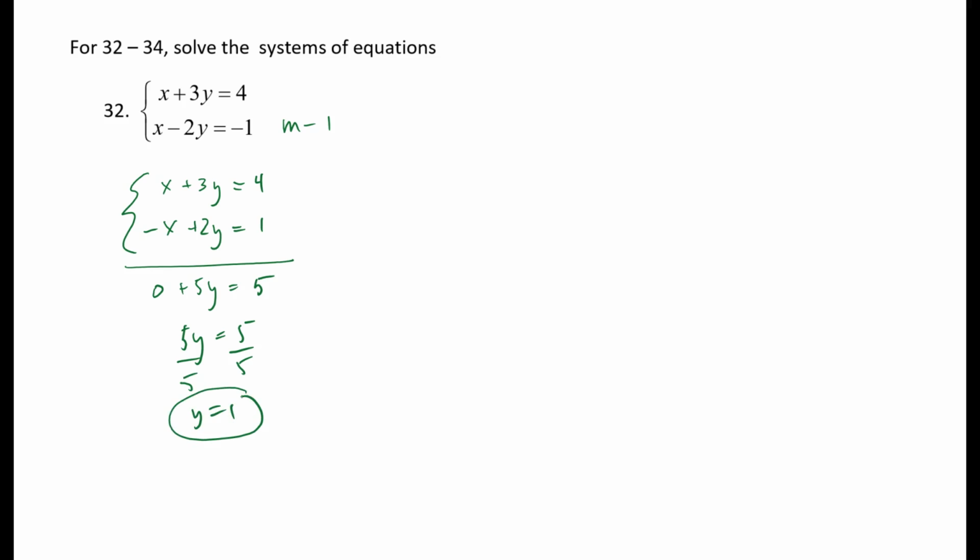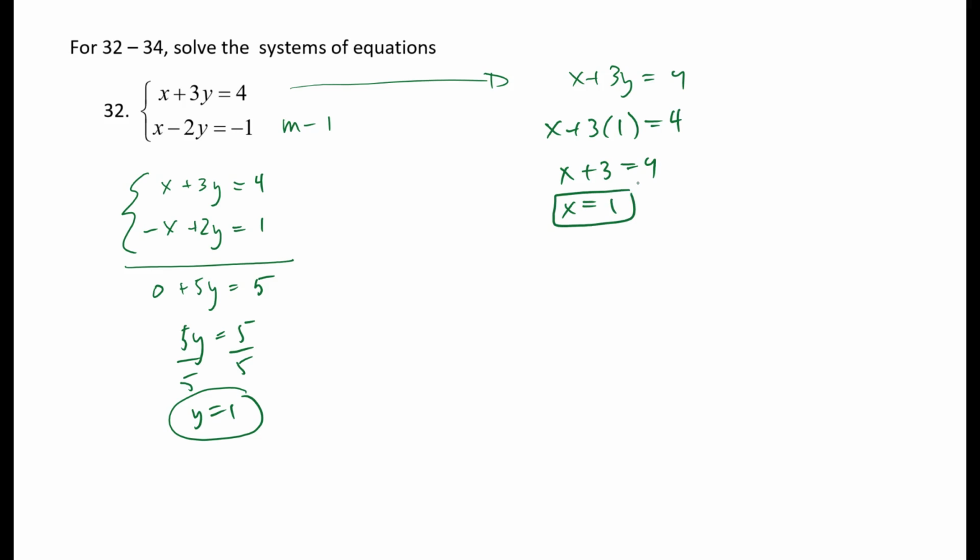Now I have my y-coordinate of the solution, and I can pick any one of these equations to find x. I'll just go ahead and pick that top one. x plus 3y equals 4. I'm going to substitute y in since I know that y equals 1. x plus 3 equals 4. Subtract 3 from both sides to get x equals 1. So the coordinate of this intersection here will be the coordinate 1, 1.